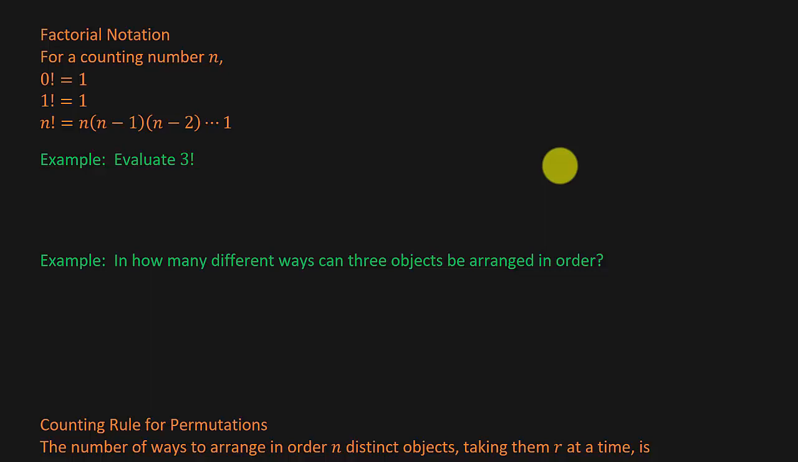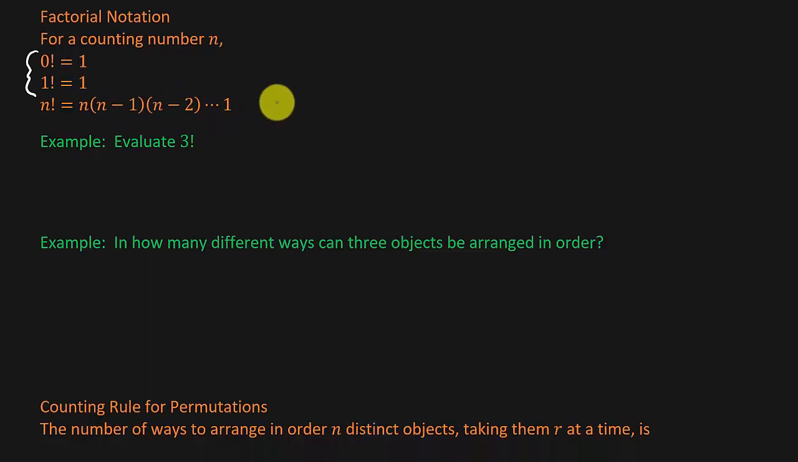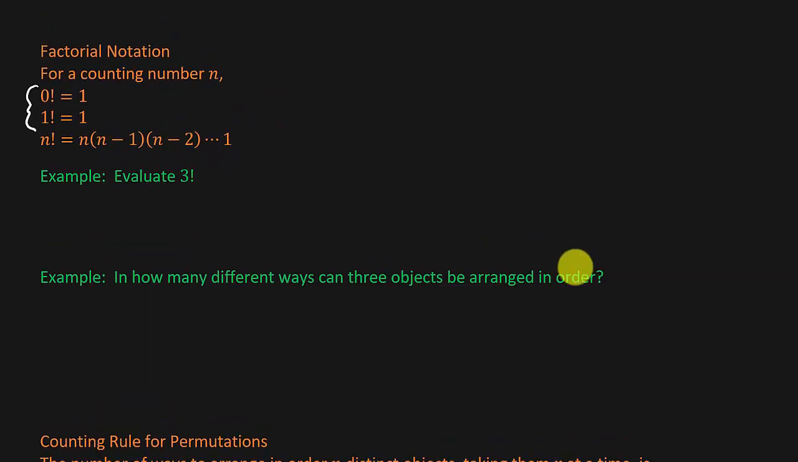All right, so we've got factorial notation. For a counting number n, 0 factorial is equal to 1 and 1 factorial is equal to 1. You need to remember these. And then n factorial is just n times n minus 1 times n minus 2 all the way down to 1. So what that means, they want us to evaluate 3 factorial. That's just 3 times 2 times 1, that's 6.